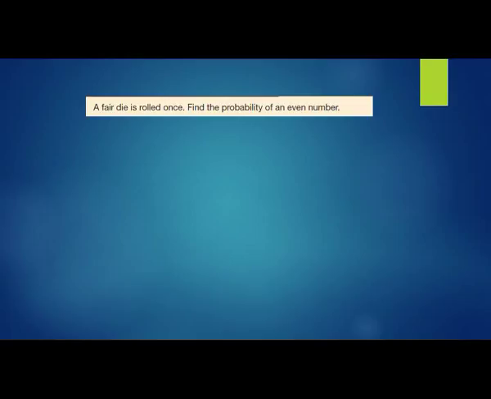Another one, a fair die is rolled once. Find the probability of an even number. Now, if you're not sure what even means, we have numbers which are even, so 2, 4, and 6 in this case. These numbers are even, whereas the numbers 1, 3, and 5 are odd.